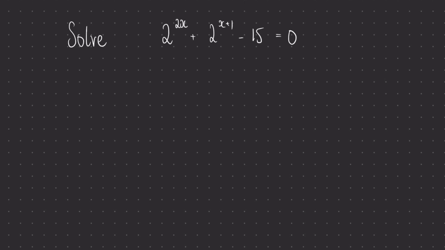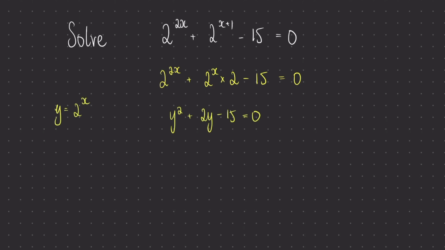Let's take a look at this example. This is almost a quadratic with 2 to the power of x being our variable. However, this middle term is not quite there. We can use the laws of indices though to separate it. Now we can see that it is in fact a quadratic with 2 to the power of x being our variable. We're going to do a substitution with y equals 2 to the power of x.